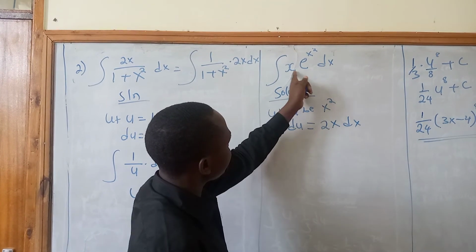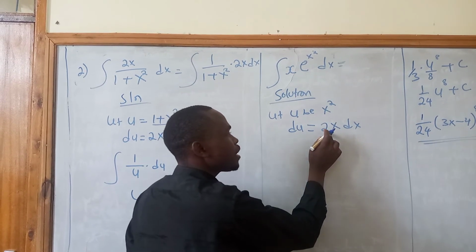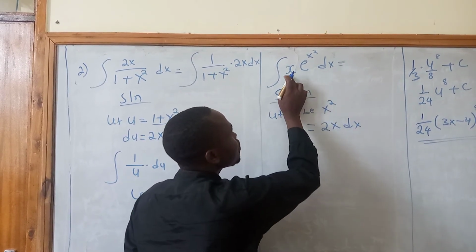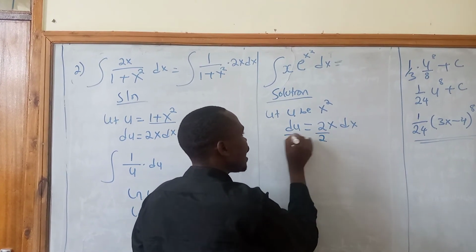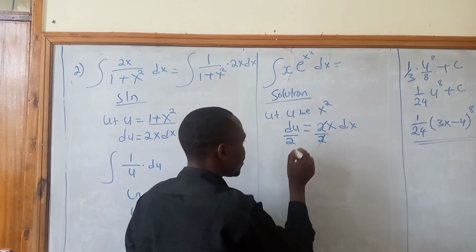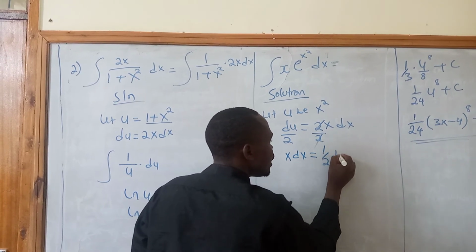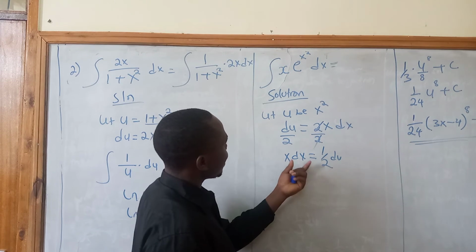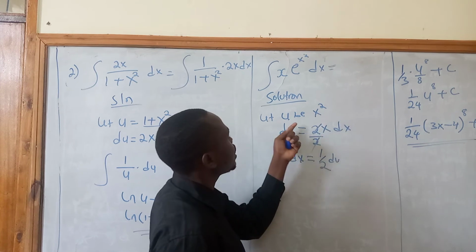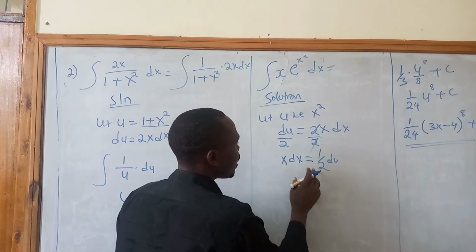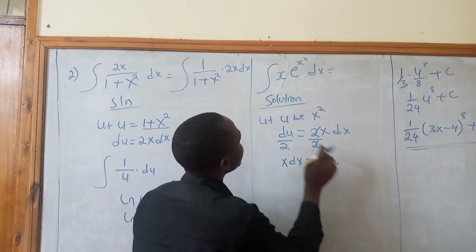But in our equation here, we are having x dx, but here it is 2x dx. I want it to remain x dx as in my equation. What I'm going to do next, I divide here by 2, then I divide here by 2. This and this will cancel. I'll remain with x dx is the same as a half of du. Then I substitute. In place of x squared, I substitute the value of u. Then in place of x dx, I substitute a half du.